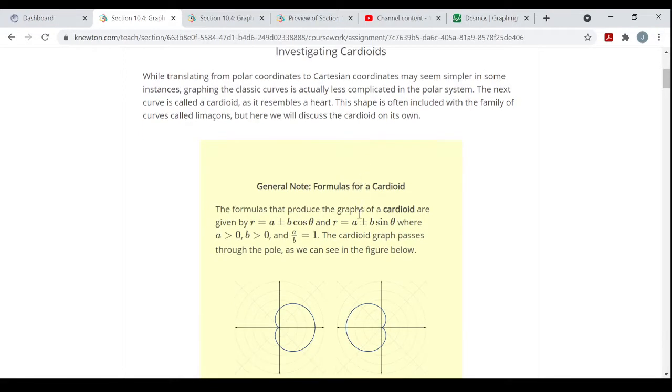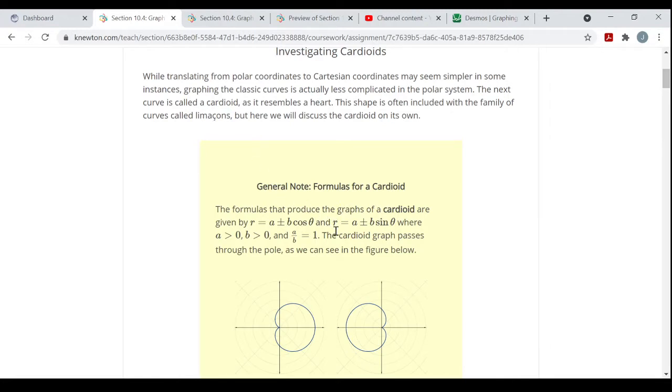The limaçon family of curves have these equations: r equals a plus or minus b times the sine of theta, or r equals a plus or minus b times the cosine of theta. And it's just theta, not 2 theta or 3 theta or 4 theta, just theta. So you have some number plus some number times the cosine, or some number plus some number times the sine. In general, these are called limaçons.